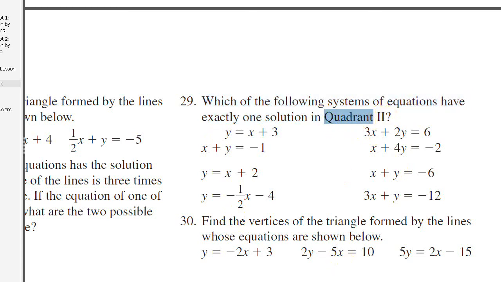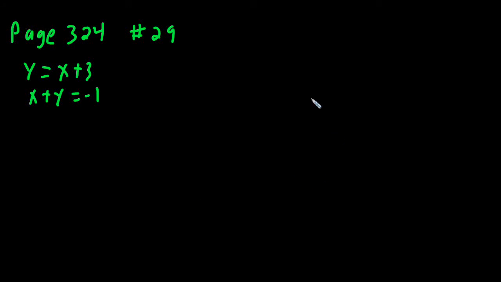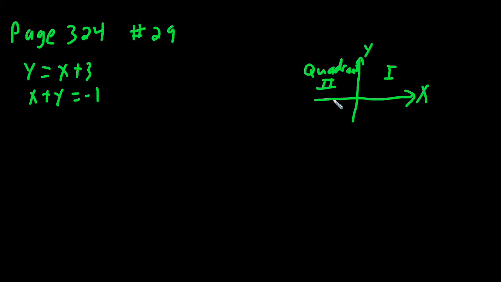So come back over here. If you have your Cartesian coordinate system, you have your x and y axis. Which one is quadrant 2? Well, over here is quadrant 2. Over here we have quadrant 1, then 2, then 3, and then 4. The x-axis and y-axis break the plane up into 4 areas, and we want to find out which one has a solution that's in this quadrant.